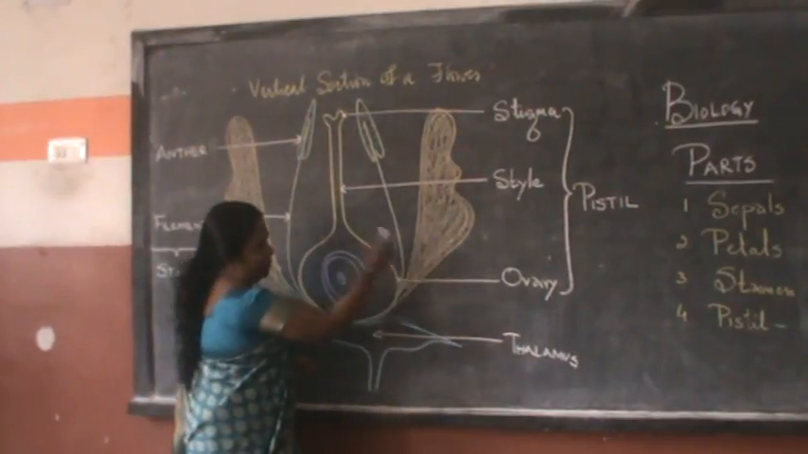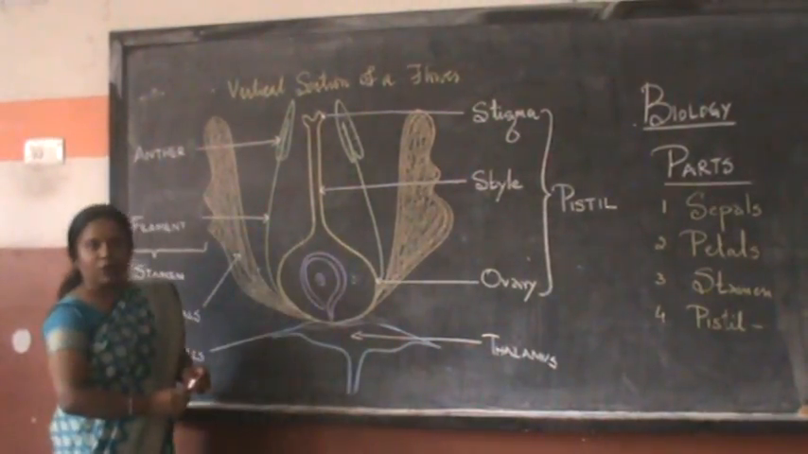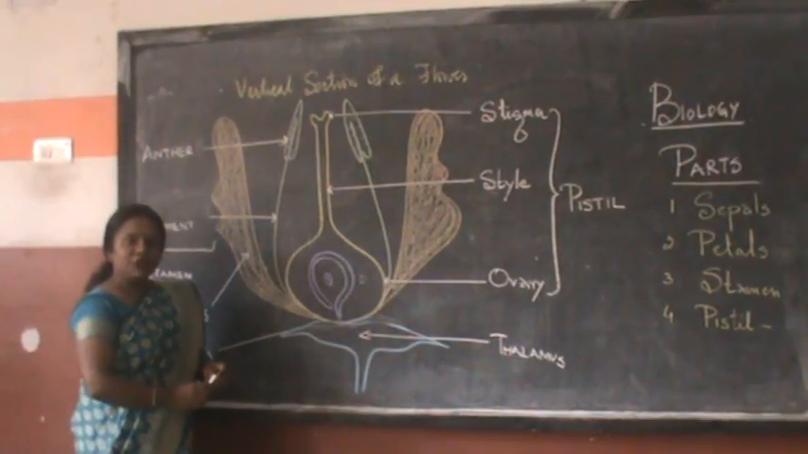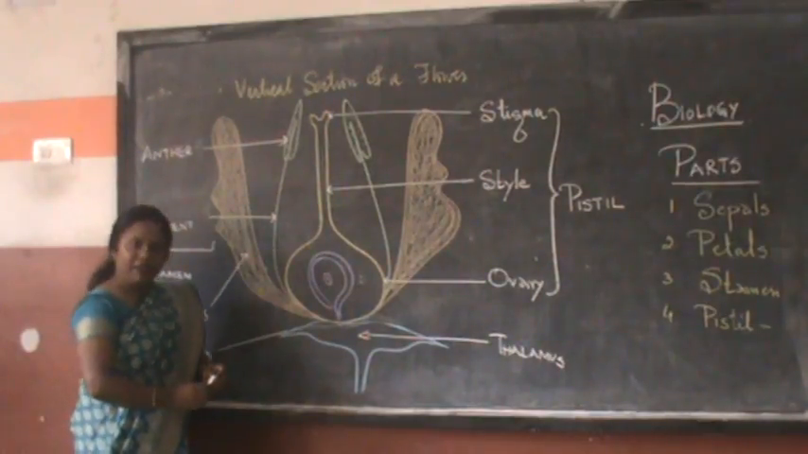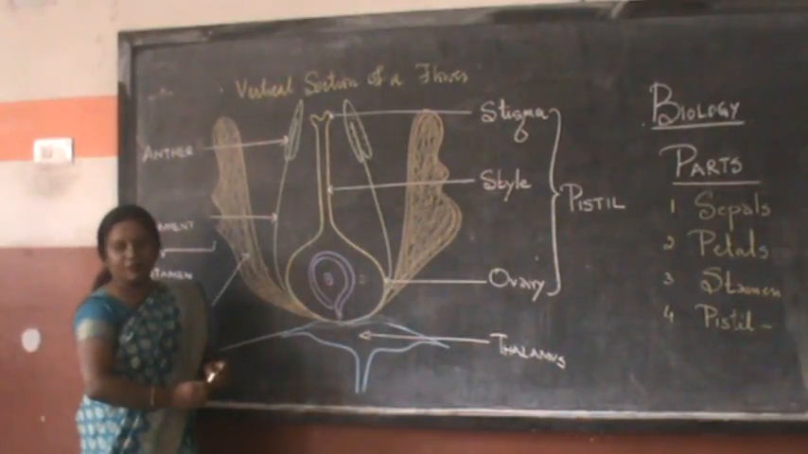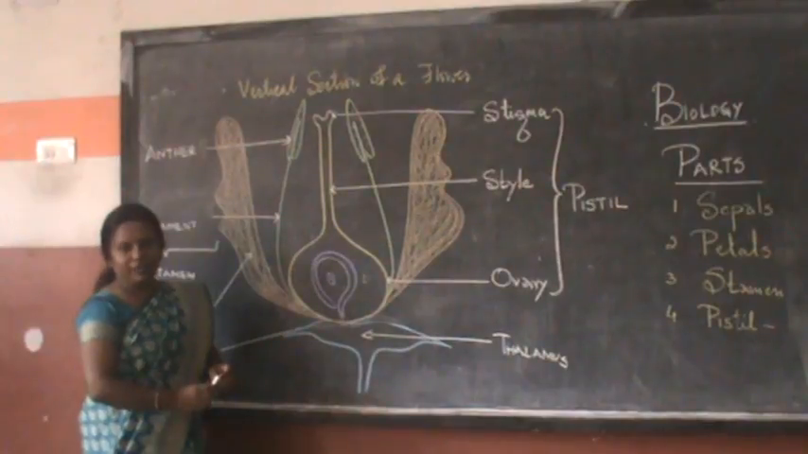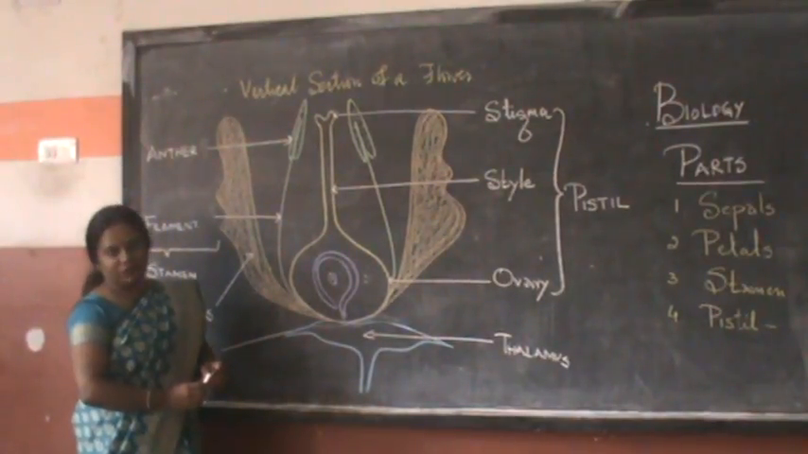Second is the colorful part of the flower called petals. Collection of petals in a flower is called corolla. And being colorful, this part is meant for attracting pollinators, leading to pollination.